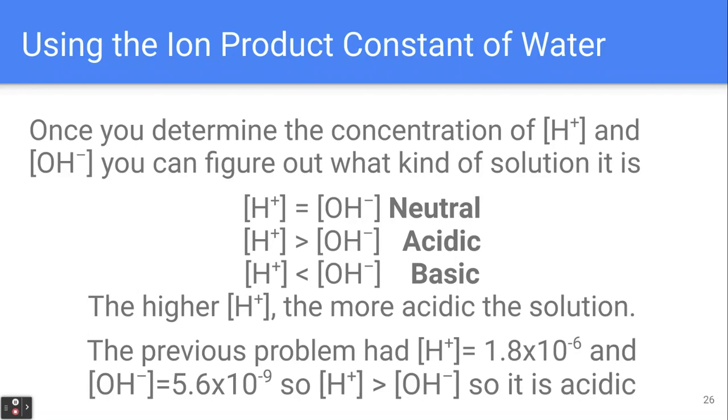So the higher the proton concentration, the more acidic. So the more protons, the more H pluses you have, the more acidic it is. Now in that previous problem, the proton concentration was 1.8 times 10 to the negative 6th, and the hydroxide concentration was 5.6 times 10 to the negative 9. Remember that a smaller negative number means that it's a bigger number. So times 10 to the negative 2 means that it's a lot closer to being a whole number than something like times 10 to the negative 10, that has a lot of zeros in front of the numbers, making it a really small decimal. So you just have to remember that with scientific notation.